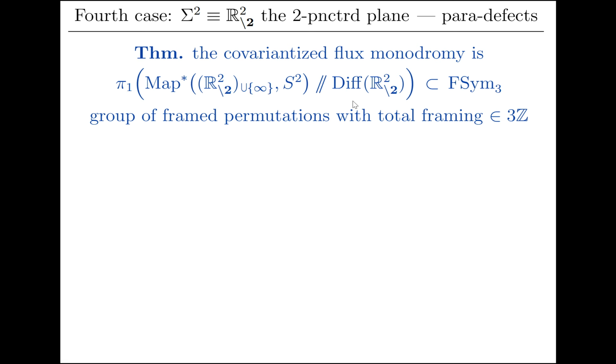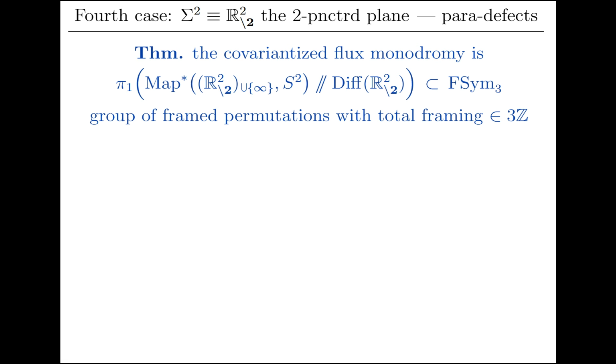So remember, this is our formula for the algebra of observables, flux monodromy: pointed maps from our one-point compactified surface to S2, homotopy quotient by the diffeomorphisms. Turns out this is actually a subgroup of what's called the framed symmetric group on 3 elements. Framed symmetric group means it's like a framed braid group where each of the 3 strands is equipped with an internal way of twisting around itself by full rotations, so that each strand carries an integer number. So the framed symmetric group, which I'm not showing you on the screen, is the semi-direct product of the symmetric group acting on Z3, 3 copies of Z.